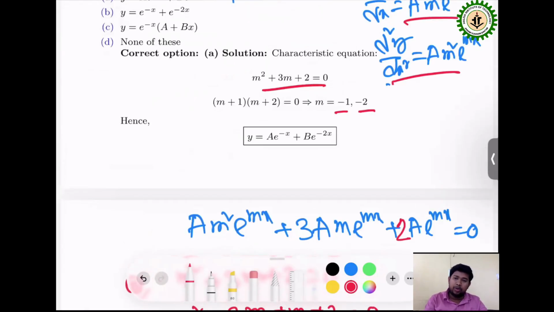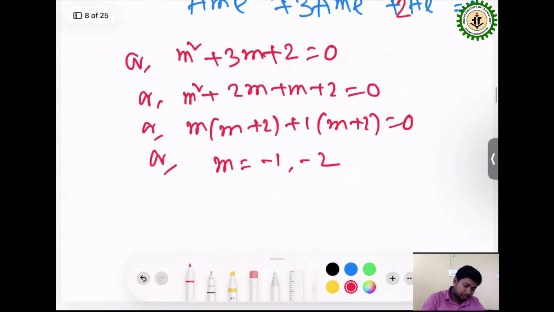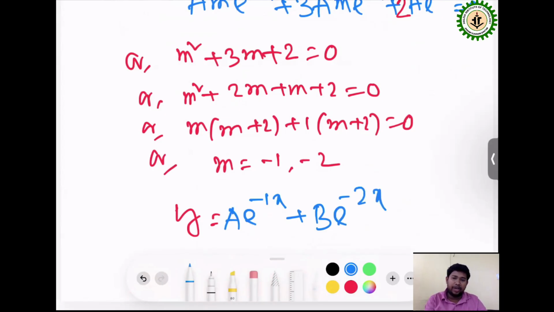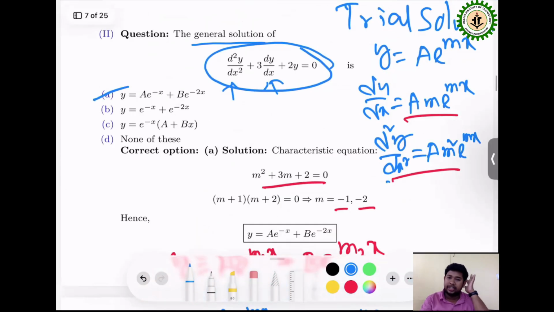These two root values are real and distinct. So what is the solution? y equal to a e to the power m1x plus b e to the power m2x. Put the two values m1 and m2 here. So we obtain y equal to a e to the power minus x plus b e to the power minus 2x, where a and b are arbitrary constants. So the answer will be this option, the general solution.